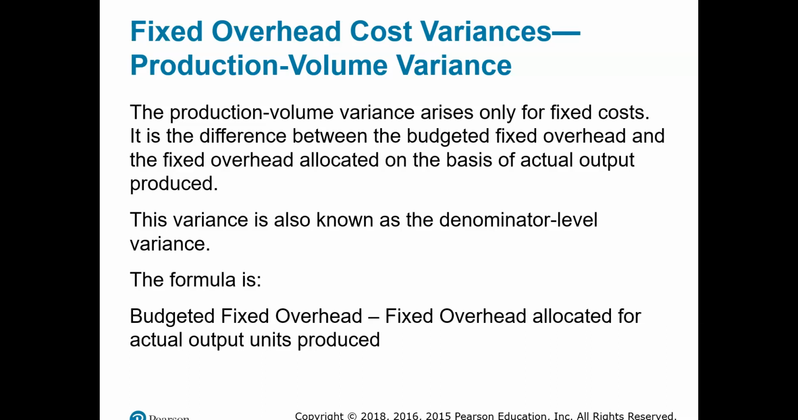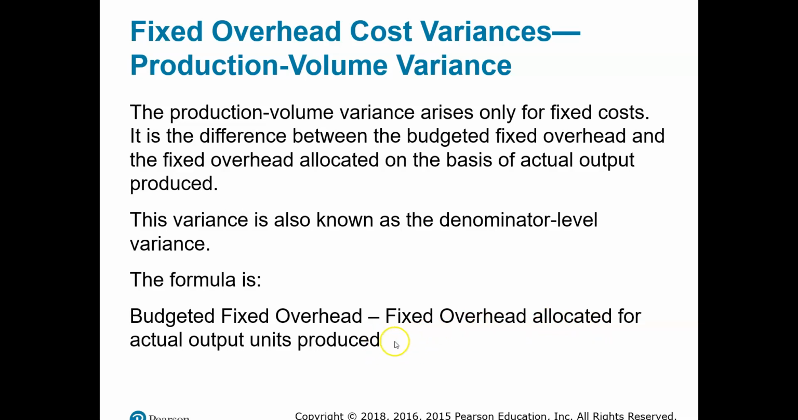This is based on the denominator level variance, and the thought is that it is based on capacity, because fixed overhead is more closely related to capacity than anything else. So, how do we get the production volume variance? Budgeted fixed overhead minus fixed overhead allocated for actual output units produced.